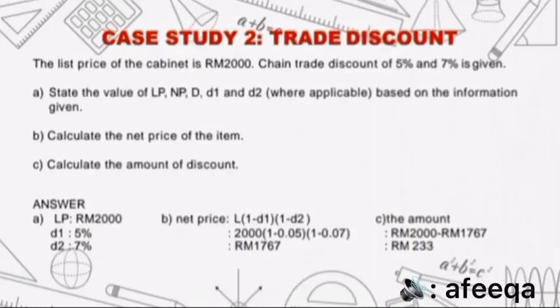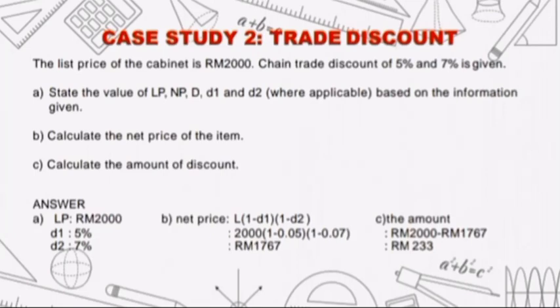Case study for trade discount. The list price of the cabinet is RM 2000. Chain trade discounts of 5% and 7% are given. Question A. State the value of LP, NP, D, D1 and D2 where applicable based on the information given. B. Calculate the net price of the item. And C. Calculate the amount of discount.